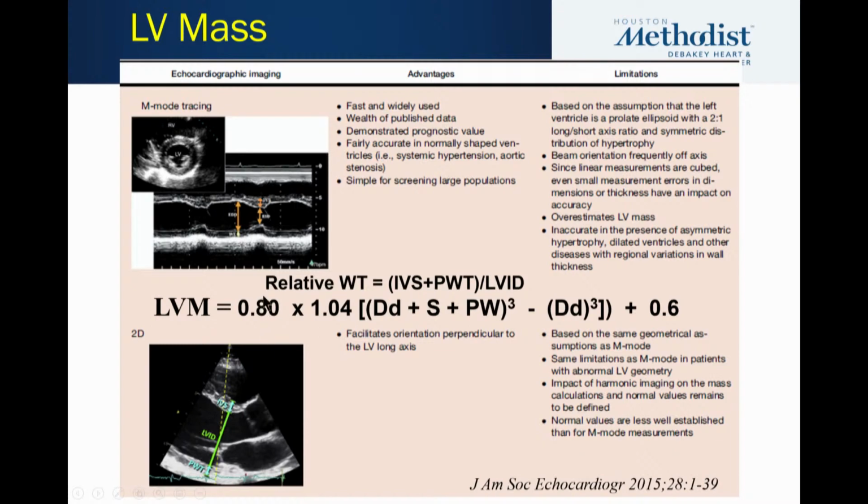In addition, the system can give you relative wall thickness, which is basically the radius-to-thickness ratio, or the same thing as the sum of the septal and posterior wall thickness divided by the end-diastolic dimension. So this is the relative wall thickness, which is increased with concentric LVH, but preserved with eccentric LVH.